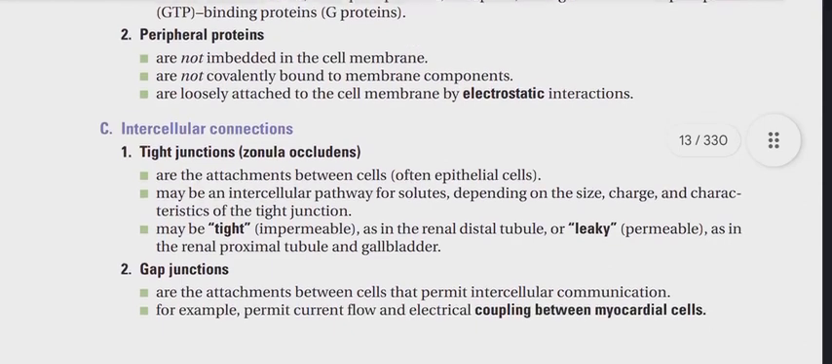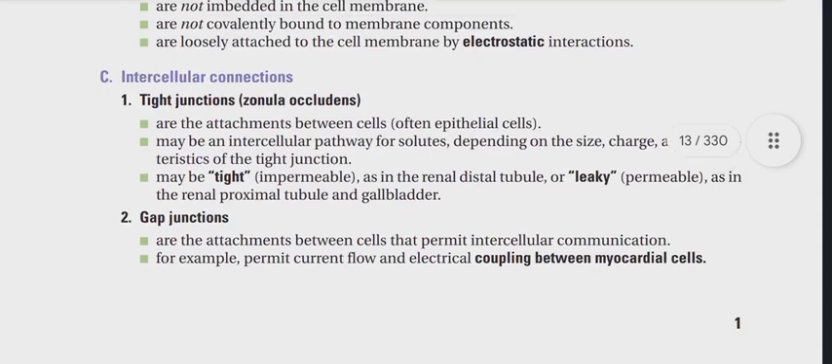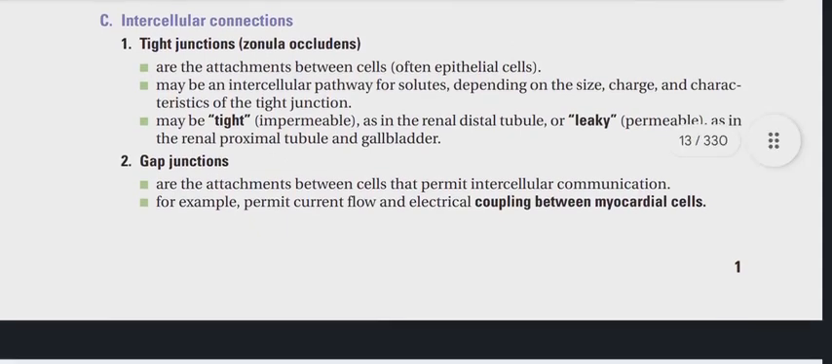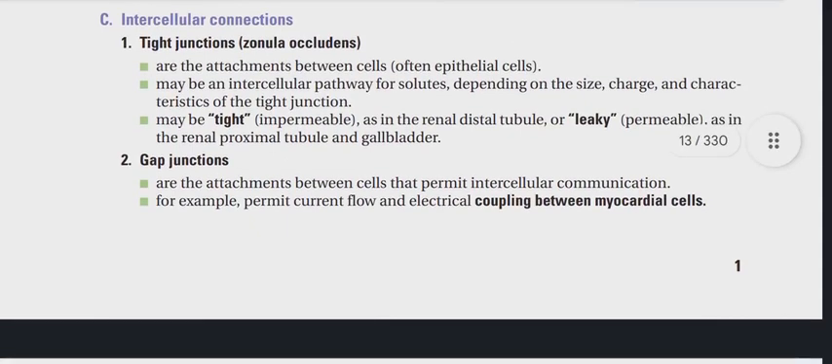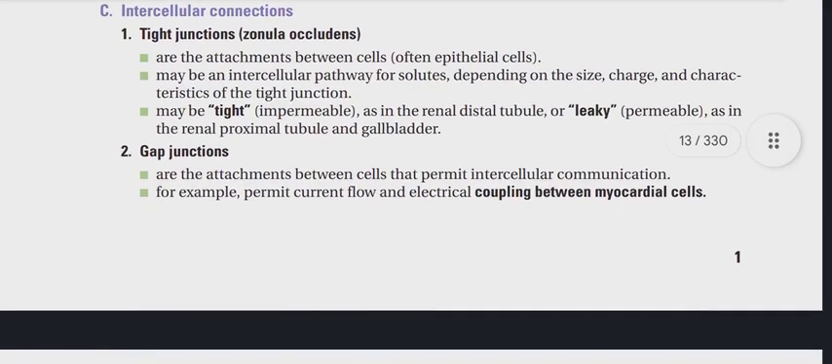Intercellular connections. Tight junctions, zonula occludens, are the attachments between the cells. They may be intercellular pathways for solutes depending on the size and charge. Characteristics of the tight junctions may be tight, impermeable, as in the renal distal tubule, or leaky, permeable, as in the renal proximal tubules and gallbladder.